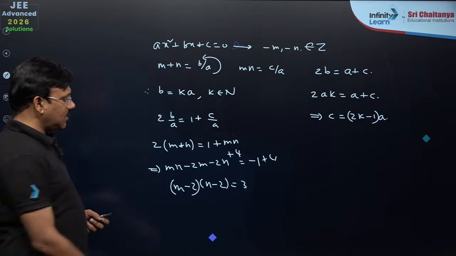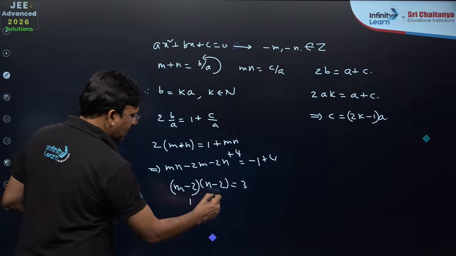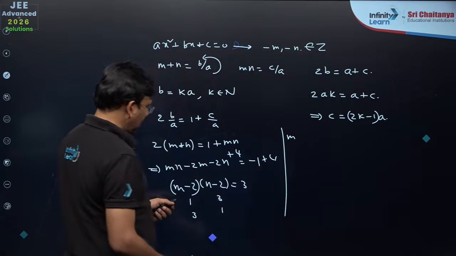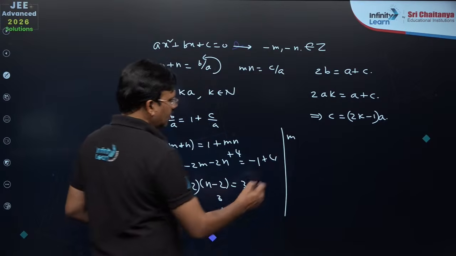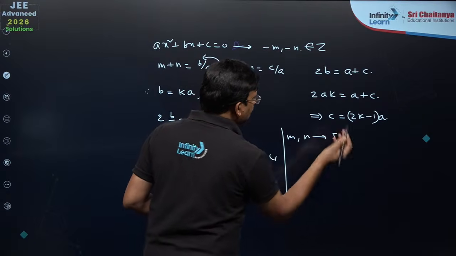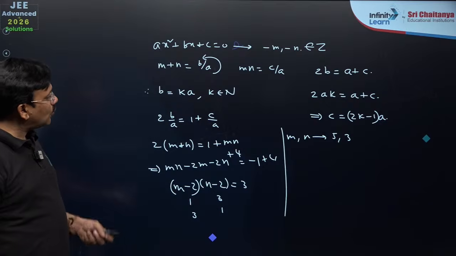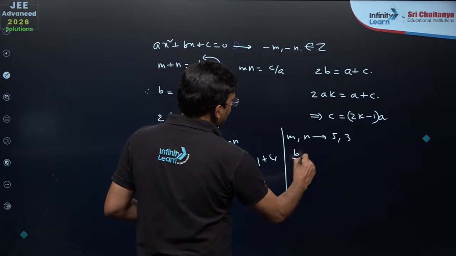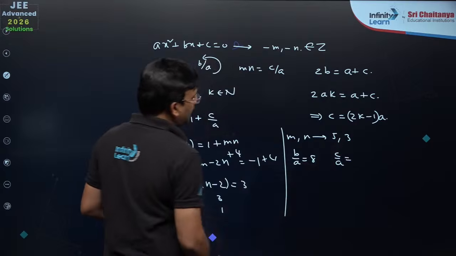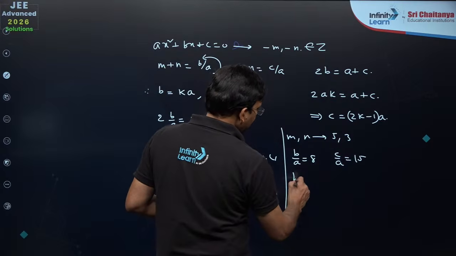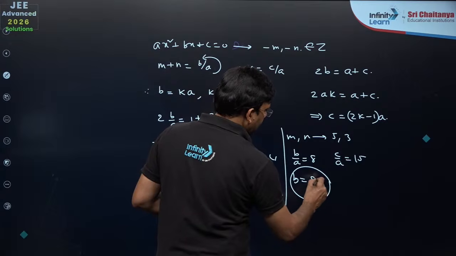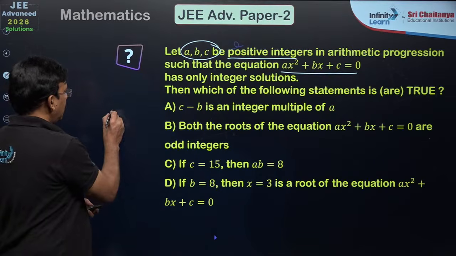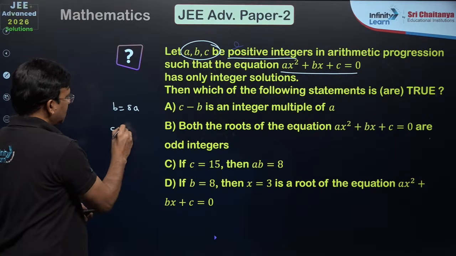Do remember m and n are integers. So 3 must be either 1 into 3 or 3 into 1, which gives m, n must be 5, 3 or 3, 5. In this case, if m, n is 5 comma 3, what can you say about b by a? b by a must be 8, c by a must be 15. So b must be 8a and c must be 15a.